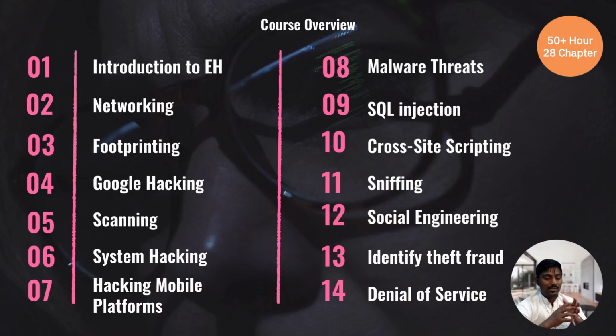Malware threats. Understanding different types of malicious software and their impact on systems. SQL injection. What are SQL injections and how attackers exploit database vulnerabilities? Cross-site scripting. How hackers inject malicious scripts through XSS and steal data.